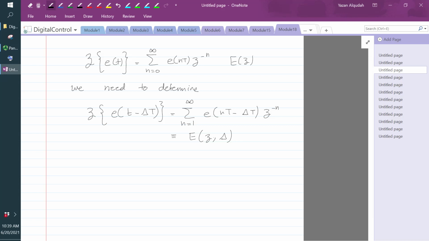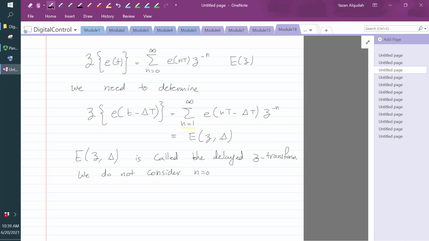Now this E of z comma delta, we're going to define it as the delayed z transform. And of course, notice here, we did not consider n equal to 0. In this summation, we started with n equal to 1.